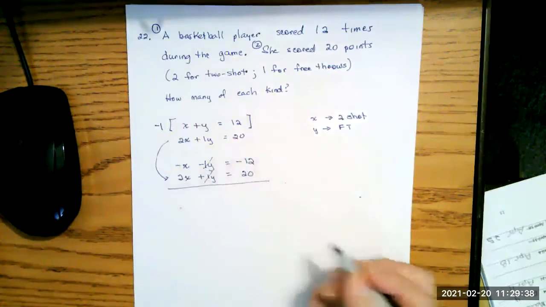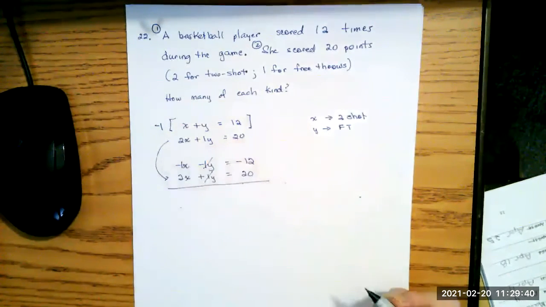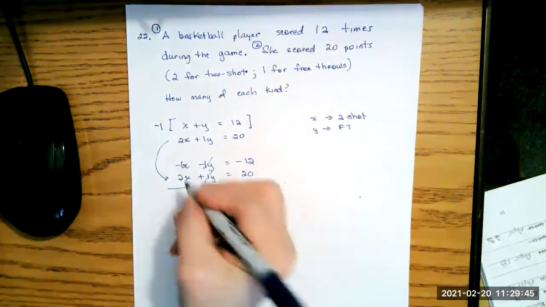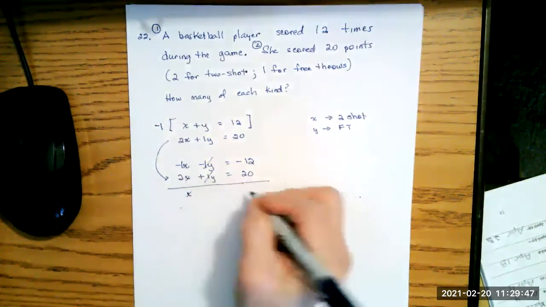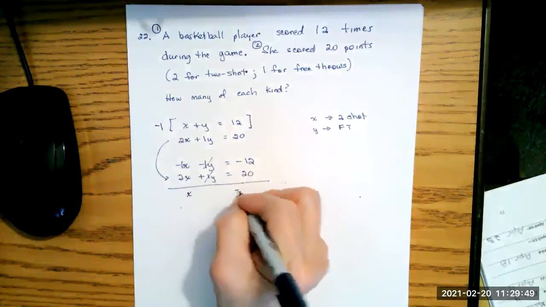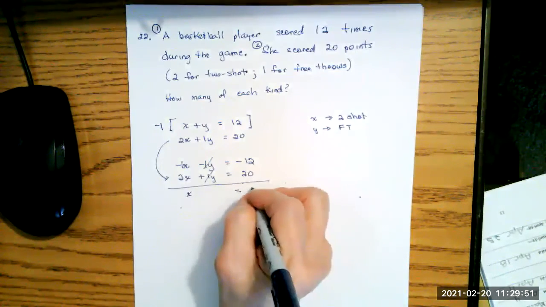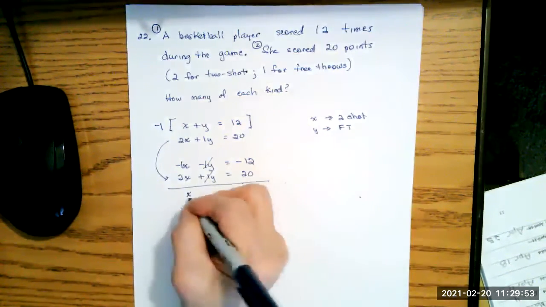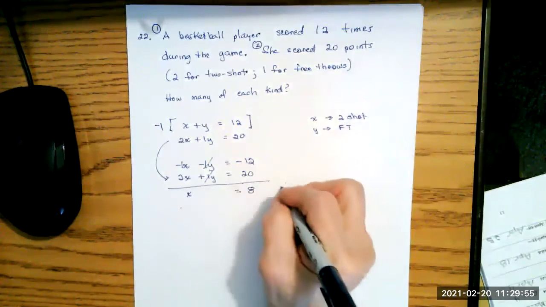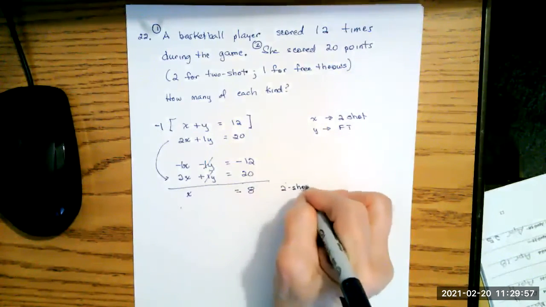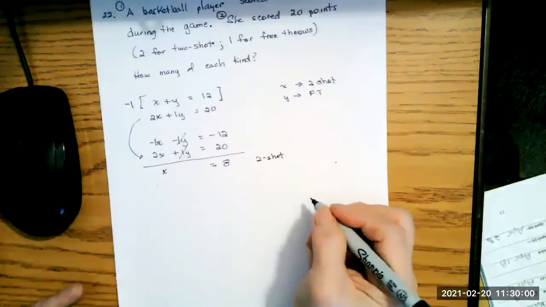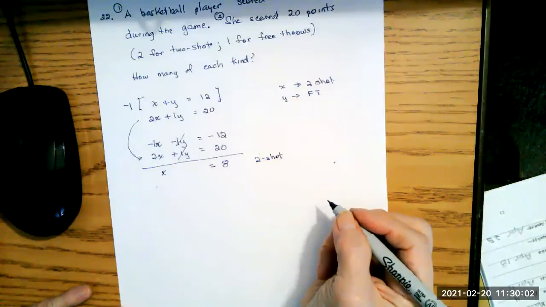I have a 1 in front of that x there. It's understood to be there. So a -1x and a +2x will be 1x or just x. So over here, I subtract and I get 8. So I let x be my two shot ones. So there were 8 of those.